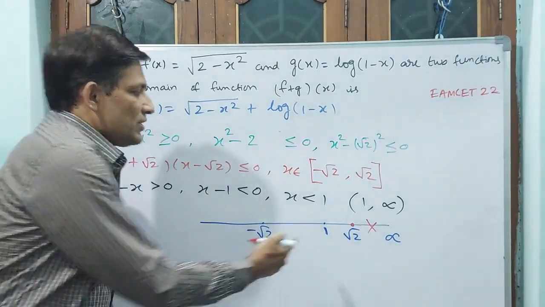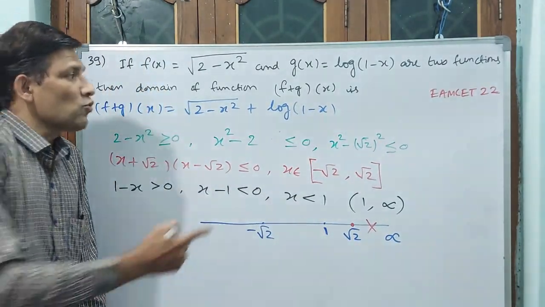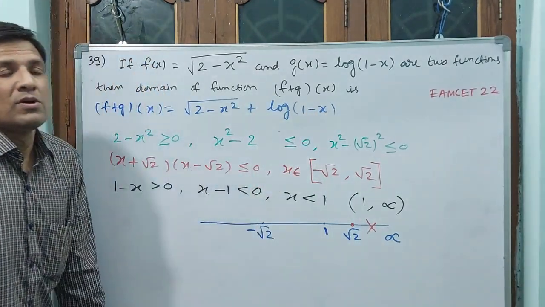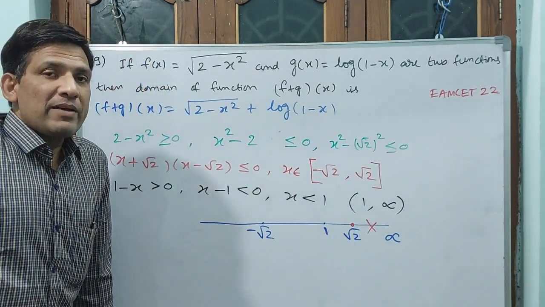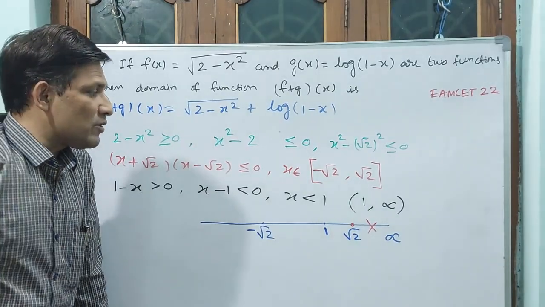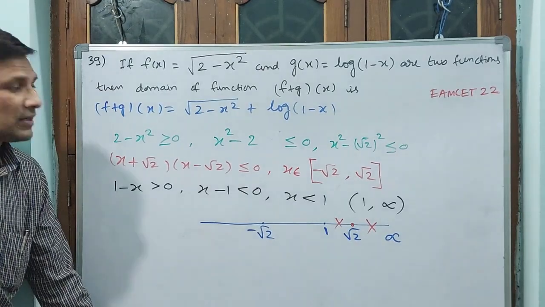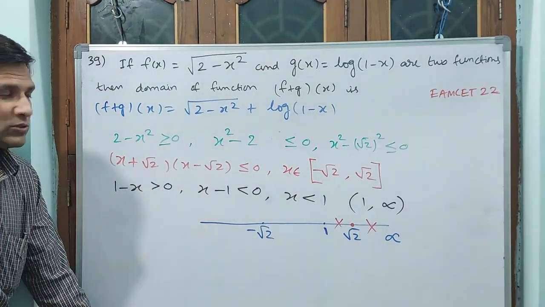Now wait and see. Even root 2, can you give here? Cannot give. Why? Because if you give root 2 here, 1 minus root 2, where root 2 value is 1.414, 1 minus 1.414 is a negative value. Negative value means here also you cannot give. That also you can't give.